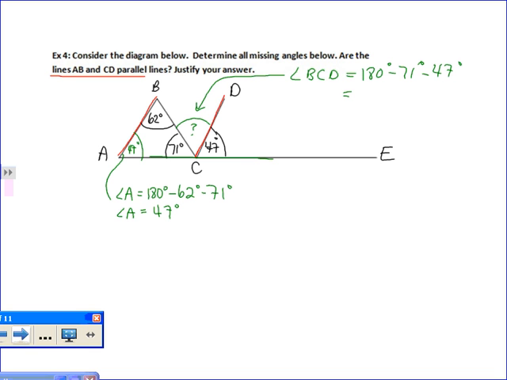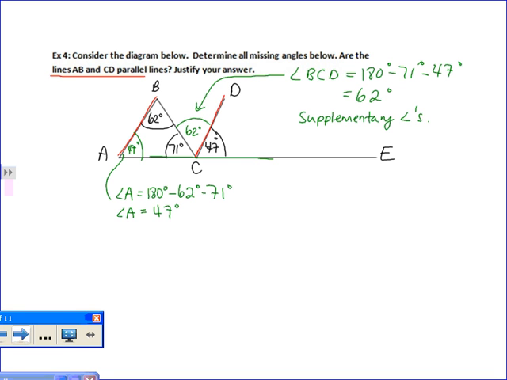So we've got 180 degrees, subtract 71, subtract 47. And that is going to give me 62 degrees. And my reason for this is that these are supplementary angles. Supplementary angles must add to 180 degrees. So I'll go ahead and fill that in on my diagram, 62 degrees right here.